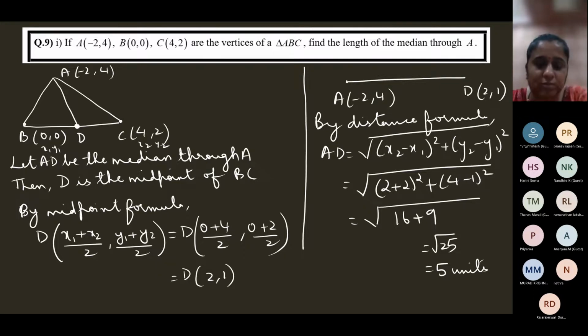While using the midpoint formula, we use x1 plus x2 by 2, y1 plus y2 by 2. There, because D is the midpoint of BC, B is x1, y1, and C is x2, y2. And once you use that formula and get the answer, erase that x1, y1, x2, y2. When you're using another formula, x1, y1, x2, y2 will be different.